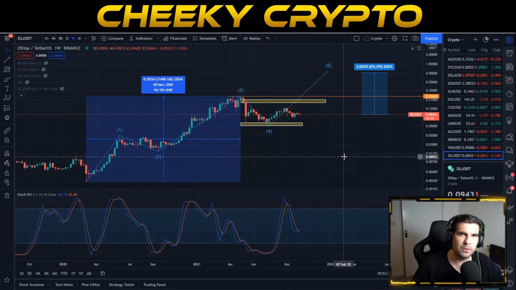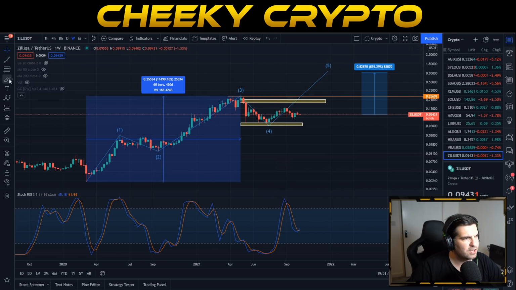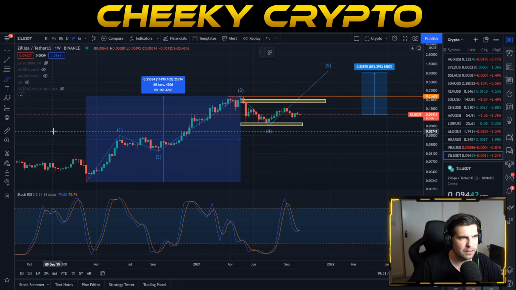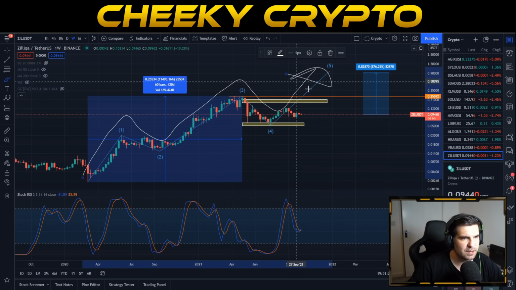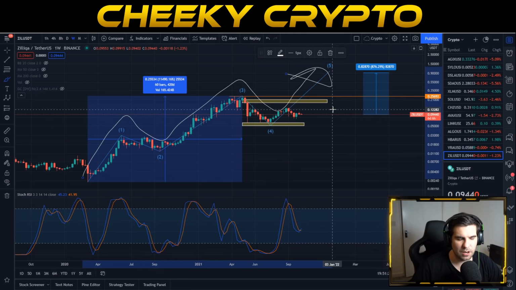Let's dive down into the charts here and talk a little bit about what's going on with ZIL. So we're going to give you that overview quickly with the weekly chart. We can obviously see there are 5 impulse waves to the upside. This takes Zilliqa up to about 92.5 cents.